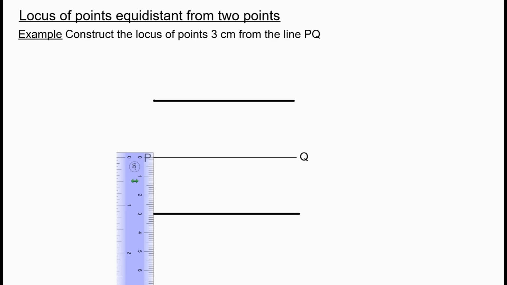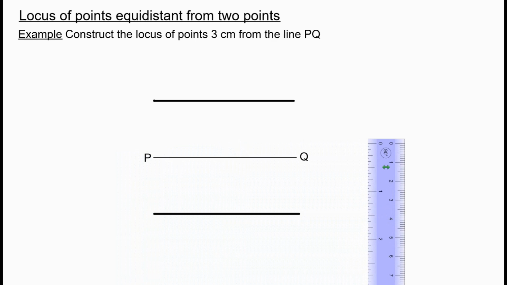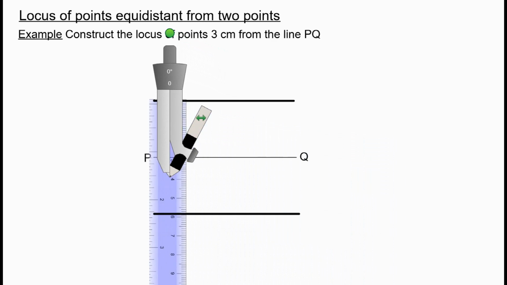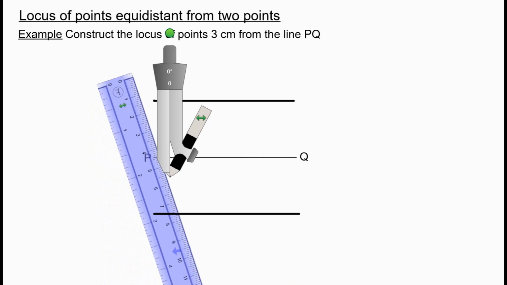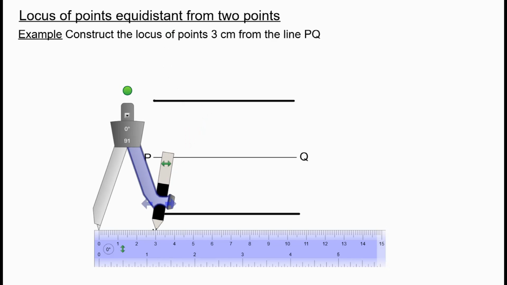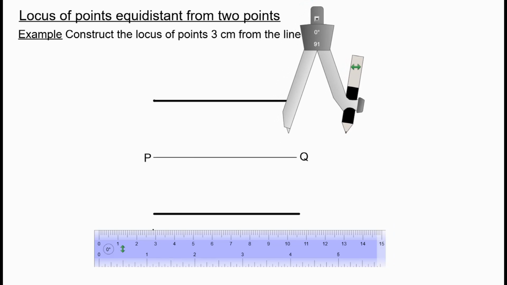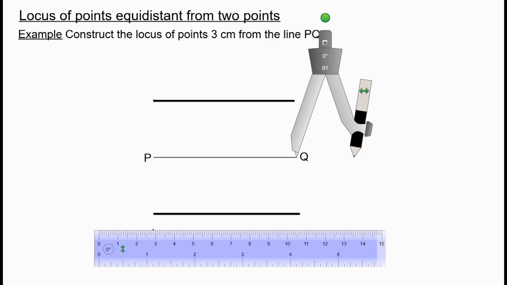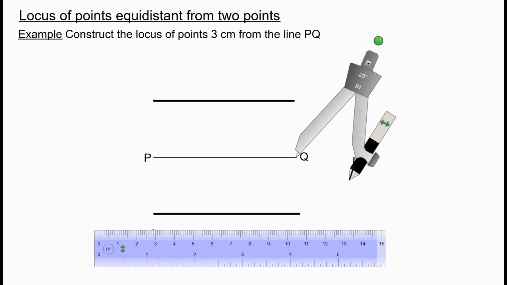And what I'm going to do now, on the ends of what I've drawn, I'm going to draw semicircles of radius 3 centimeters. So just open up my compass to 3 centimeters. And what I'm going to do now is draw, so I should start here on either end. I'm now going to draw semicircles of radius 3 centimeters on either end.